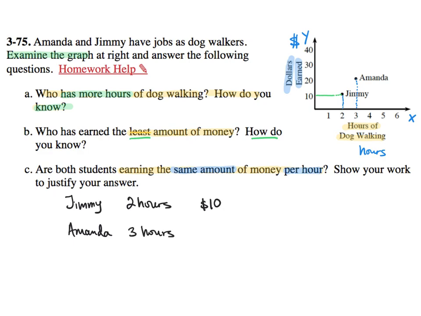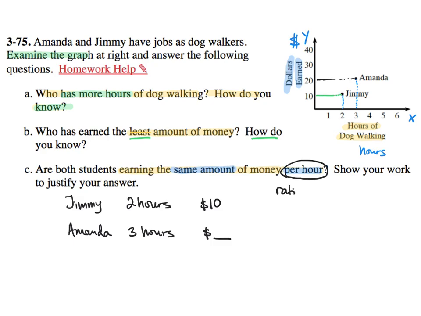Looking at the graph again, how many dollars? You already answered that question, so about $20, right? Go ahead and write that down. In order to compare per hour, we want to find the unit rate. So let's find the ratio first.